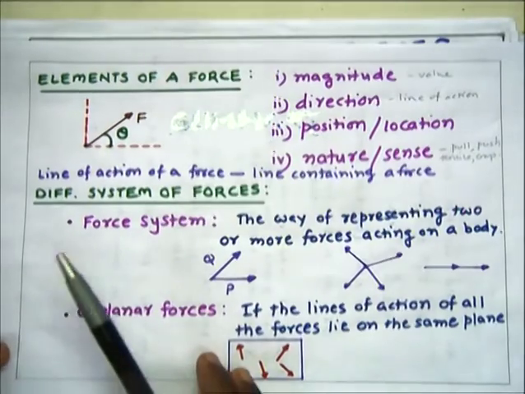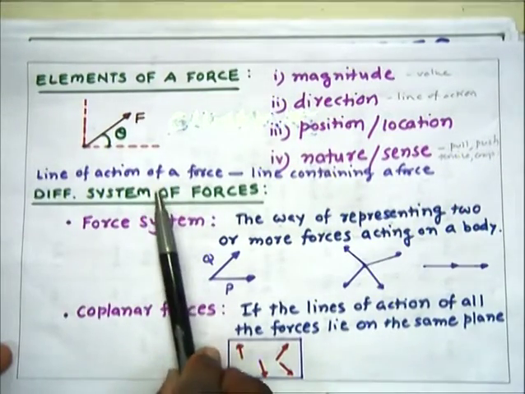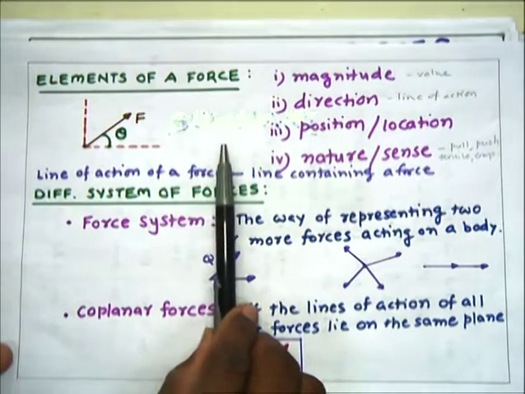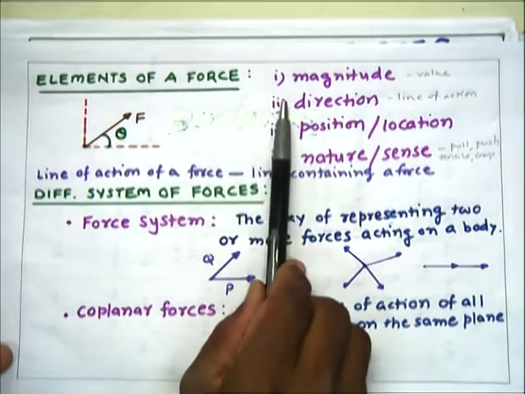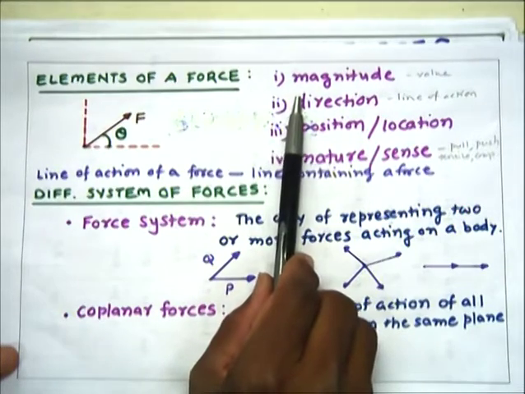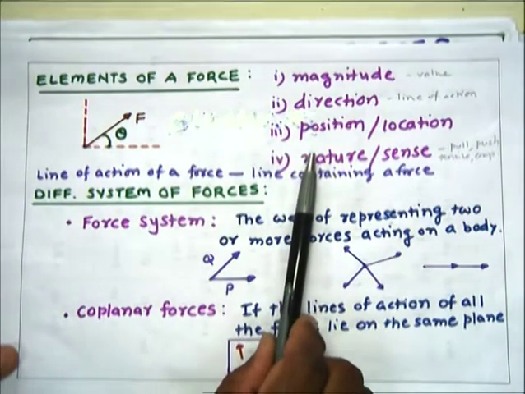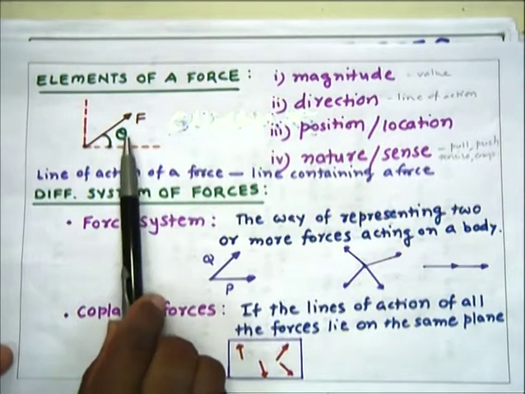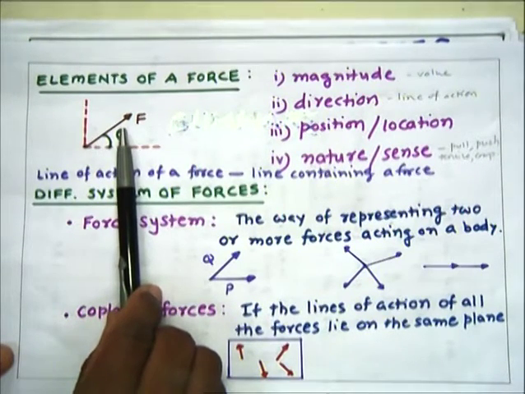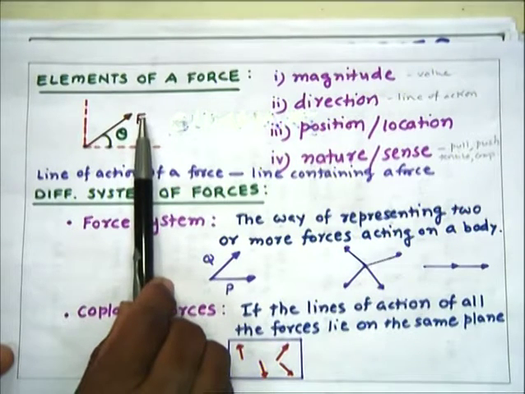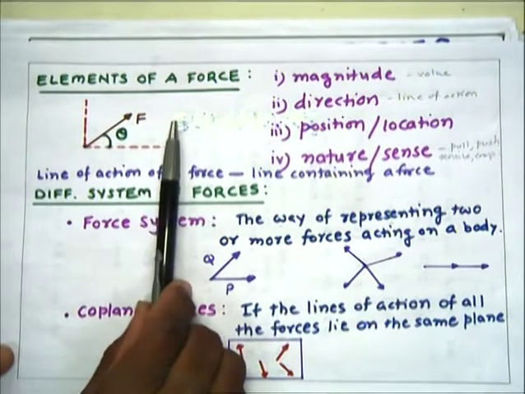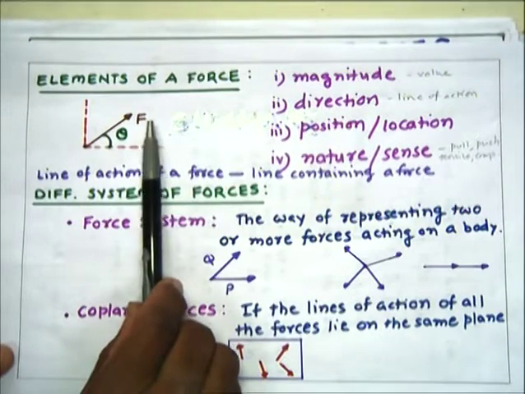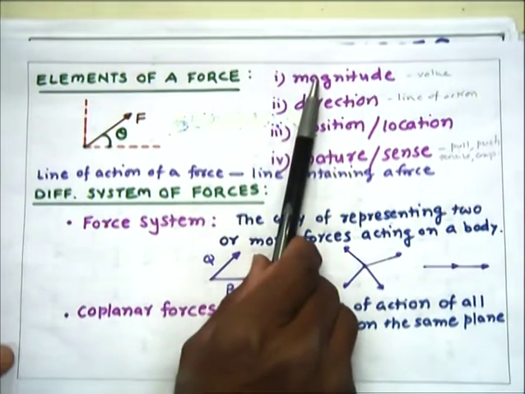Then we discuss elements of a force. Force can be completely represented or shown by means of magnitude, direction, position or location, and nature or sense. So if this is the force, then whatever value is given, say 5 Newton, 10 Newton, or whatever value, is nothing but the magnitude of the force.